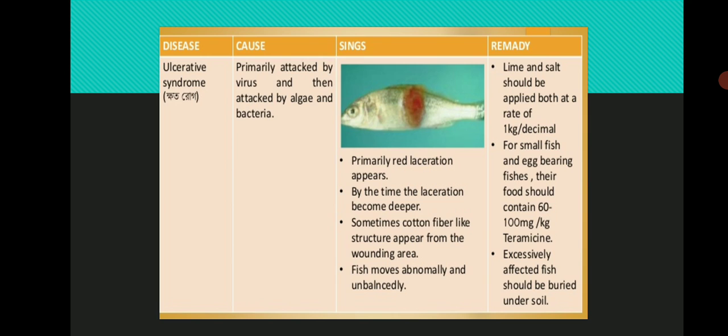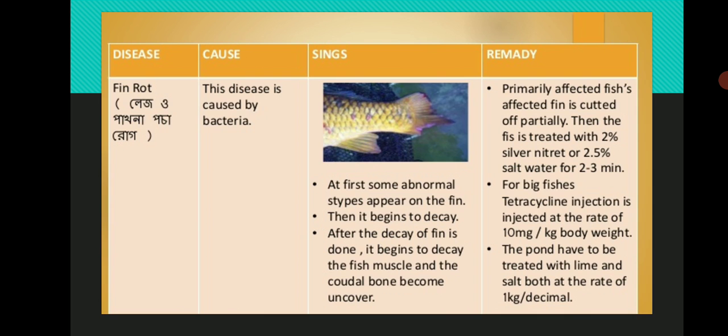Primary red ulceration appears, and at a time the ulceration becomes deeper and a cotton fiber-like structure appears from the wound area. The fish moves abnormally and unbalanced. Lime and salt should be applied, both at a rate of 1 kg per decimal. For small fish and egg-bearing fish, their food should contain 60 to 100 kg of terramycin. Excessively affected fish should be buried under soil.